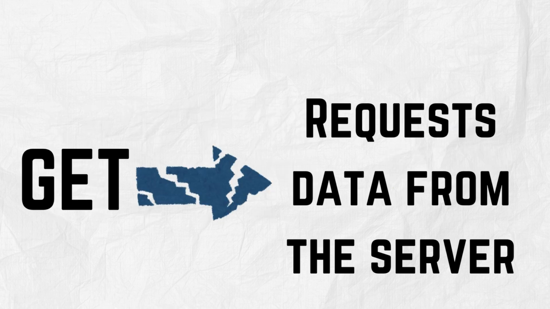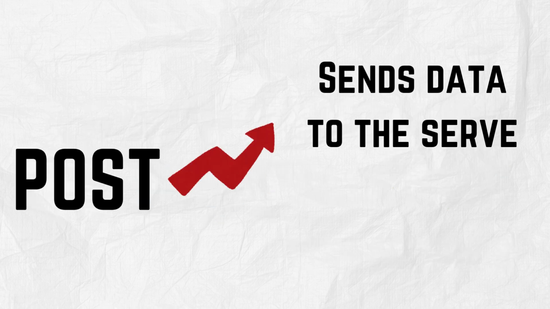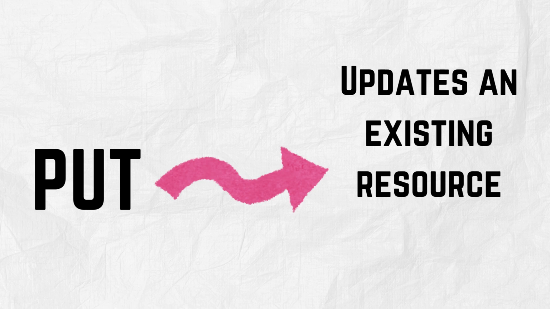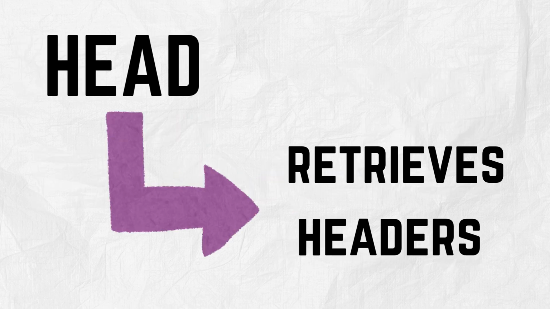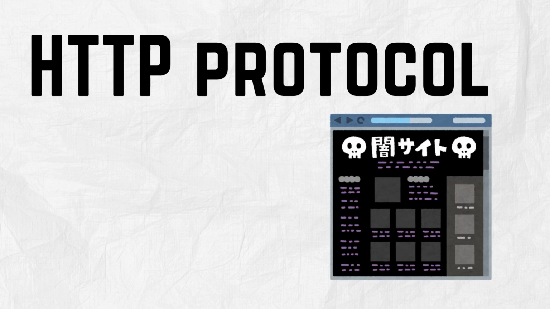HTTP has different methods that specify the action to be performed on a resource. GET requests data from the server. POST sends data to the server. PUT updates an existing resource. DELETE removes a resource. HEAD is similar to GET but only retrieves headers.